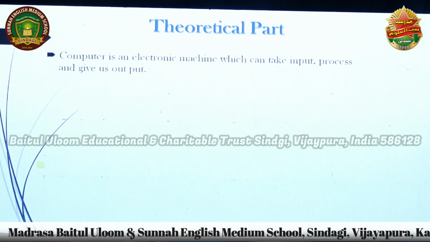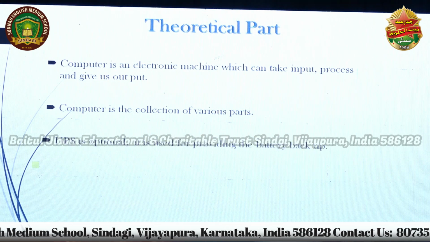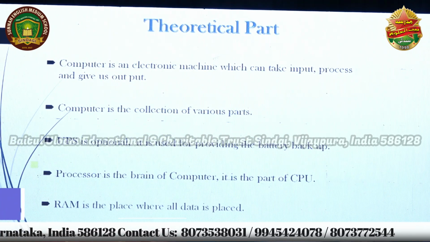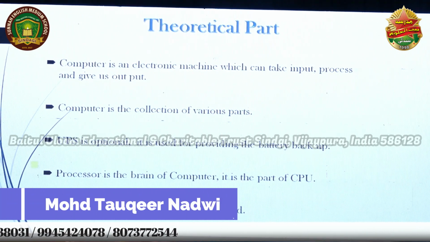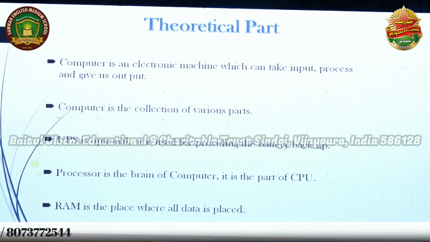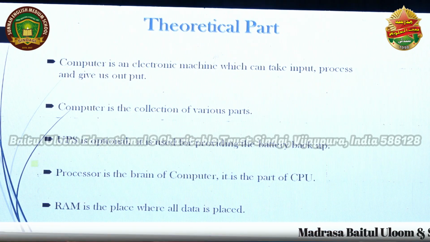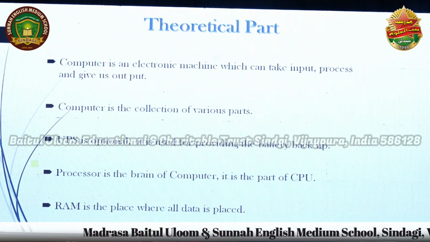we had covered the basic topics: what is a computer, what are the parts of a computer, what is a processor, what is RAM, what is the difference between hard disk drive and solid state drive, and such other topics. So what is a computer? A computer is an electronic machine which can take input, process, and give us output. And we can also store our data and information in the computer. This is a very basic definition of a computer.